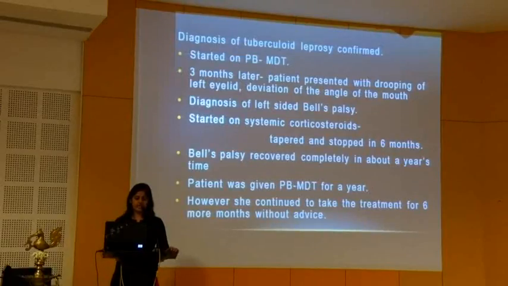3 months later, patient presented with drooping of the left eyelid and deviation of the angle of the mouth. With this, a diagnosis of left-sided Bell's palsy was made, which could be a type 1 reaction. And then the patient was started on systemic corticosteroids, which were tapered and stopped in 6 months. Bell's palsy recovered completely in about a year's time.